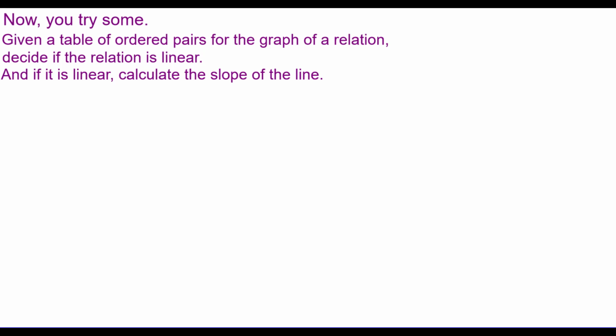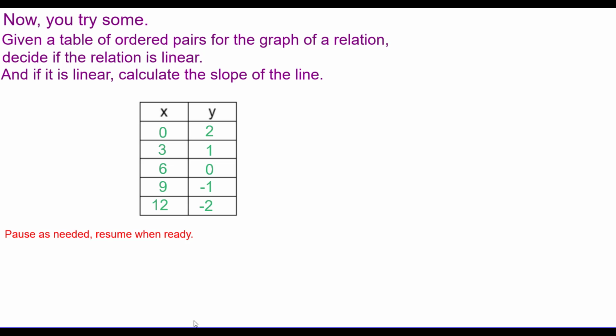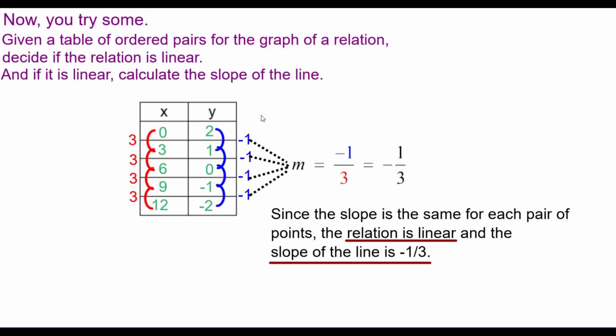Now you try some. Given a table of ordered pairs, decide if the relation is linear, and then if it is, calculate the slope of the line. Here's your first example. Pause as needed. Resume when you're ready. So here are all the change in y's, the change in x's in red, and when we divided each one of them, we got negative 1 over 3, or negative 1/3. It is linear. Slope of the line is negative 1/3. Press pause if you need to do so.